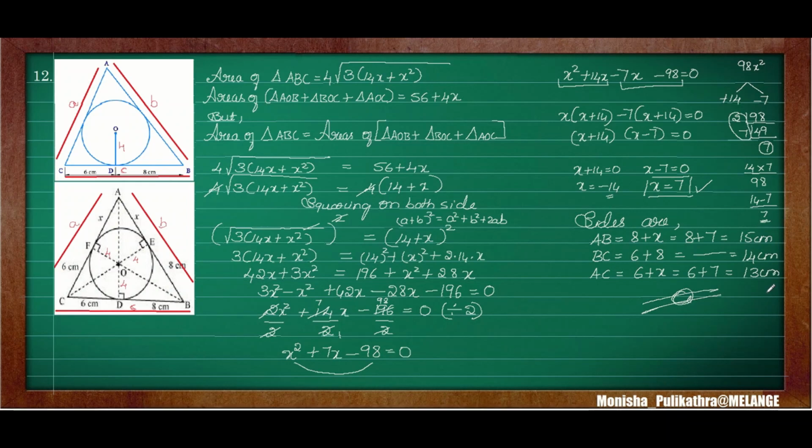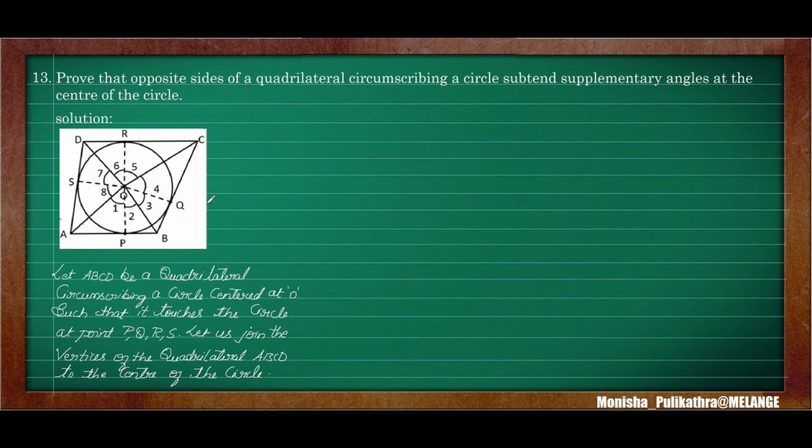Please practice this problem. So this is the last question of this session and also the last problem of the circles chapter. Okay, the question is, prove that opposite sides of a quadrilateral circumscribing a circle subtend supplementary angles at the center of the circle. Opposite sides of a quadrilateral are AOB and COD, or BOC and AOD. We need to prove that AOB plus COD is equal to 180 degrees, or BOC plus AOD is equal to 180 degrees. This is the thing we need to prove here.